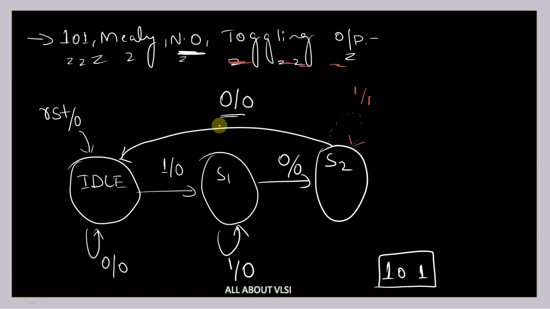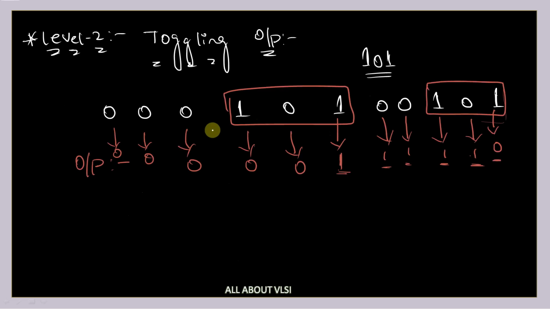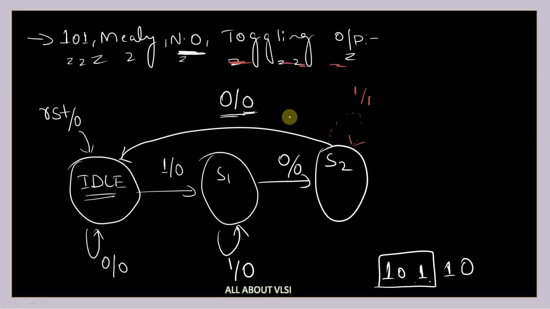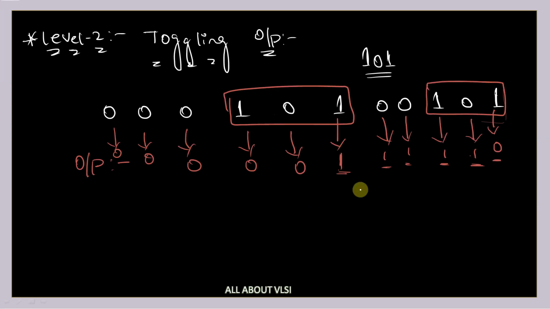Now, if I am in S2 state and I am getting 101, if I get one more 1, what should my output be? I'm going to stay in the S2 state only, and my output is 1. And if I get one more 0, I go to idle state, and my output becomes 0. But my output should not become 0, right? If you do this, you are not getting the required sequence. Did you get the problem here?